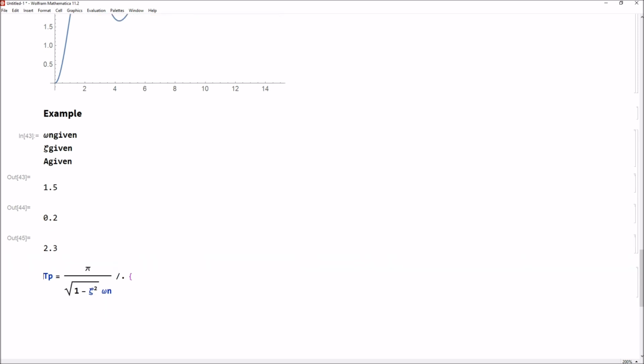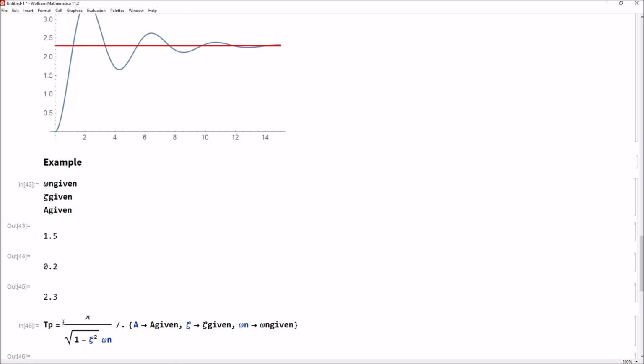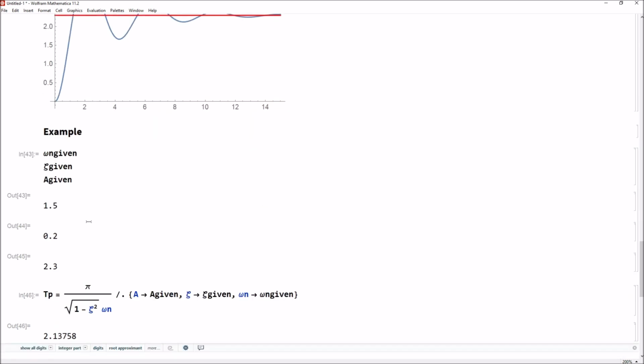Let's make all of these replacements, and omega n goes to omega n given. Great. The first thing we see is this predicts a time to first peak of 2.14-ish seconds. If you look at this example, that looks totally correct. So we nailed the time to the first peak.